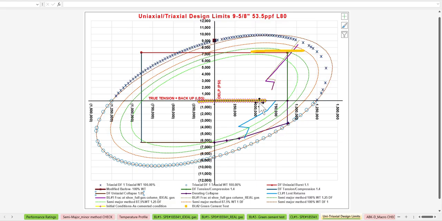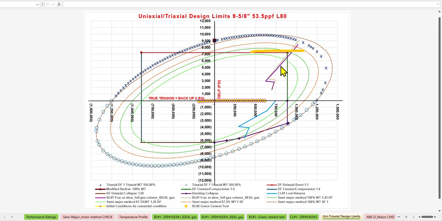So I have plotted the load cases here. This is basically my loss returns collapse load case. As you see, it's plotted on the lower side. It is a negative differential pressure rating from internal to external, and then I have basically the burst load case of frac at shoe, full gas to surface, calculated with two methods.